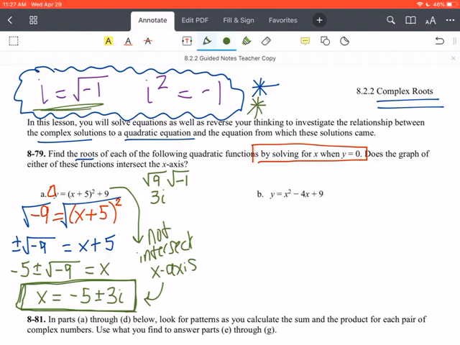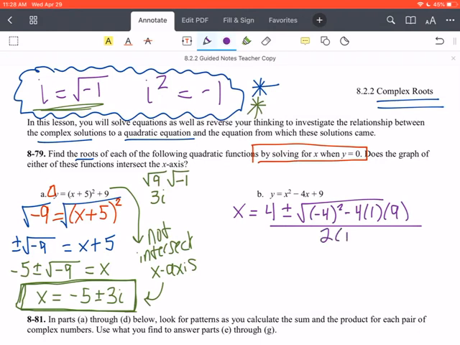Now on this next one, we can see that this is not in graphing form, this is in standard form, so we need to approach it slightly differently, and because I don't want to take a chance, I'm going to use the quadratic formula. So x equals the opposite of b, which is 4, plus or minus the square root of -4 squared minus 4 times 1 times 9, 4ac, all over 2 times a, which is 1.